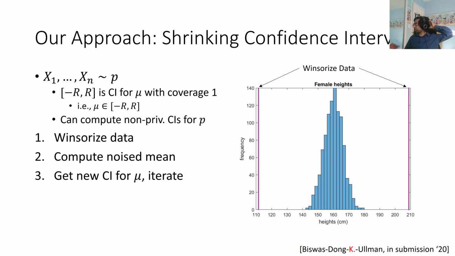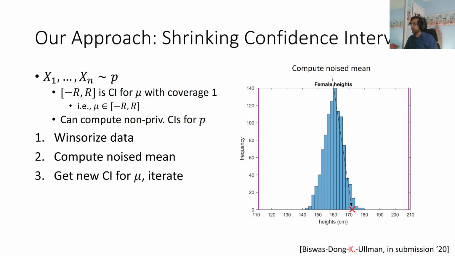Okay, so let's demonstrate this via picture. The first step I showed is exactly the same as before. We Winsorize our data. This time we do it on slightly different numbers, these 2 purple lines here. From there, we compute the noisy mean. So again, you can see that the true mean is going to be somewhere around 160 for this data set. But because of the noise that we have to add due to privacy, you can see that the noisy mean is maybe somewhere closer to 170.